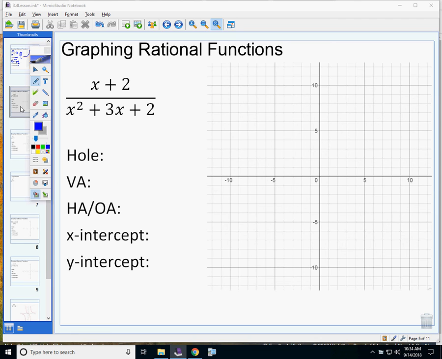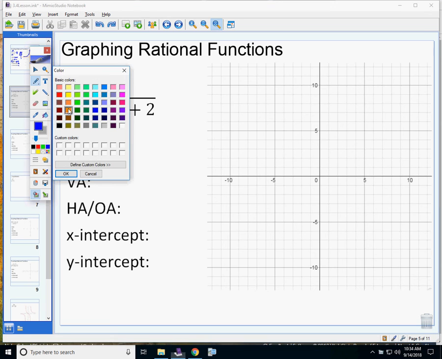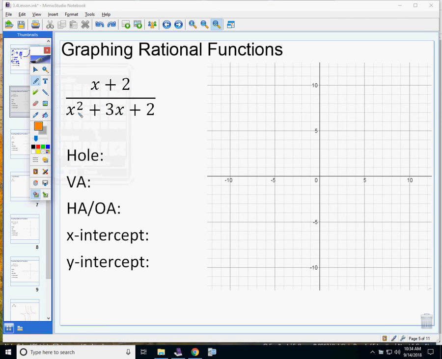Alright, here's another couple examples. So if we've got x plus 2 divided by x squared plus 3x plus 2, we want to check for a hole to see if there's a factor on top and a factor on bottom that end up being the same. Which means we should factor the denominator in this case. So factoring the denominator, what multiplies to 2 adds to 3? That would be a 1 and a 2.